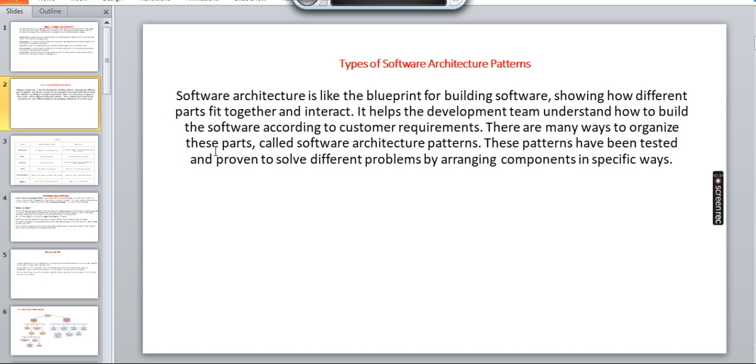to build the software according to customer requirements, and it gives the correct output. It means organizing all the parts and all the themes, which is called software architecture pattern, and this pattern has been tested and proved to solve different problems and arrange components in the way customer requirements need.